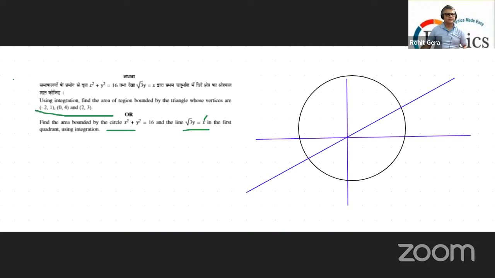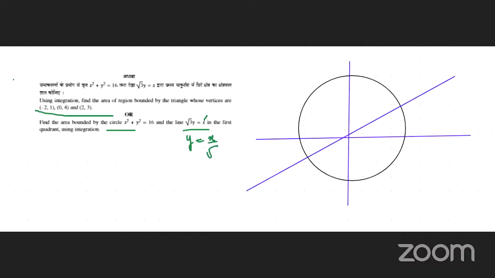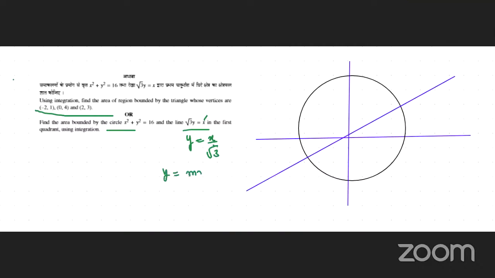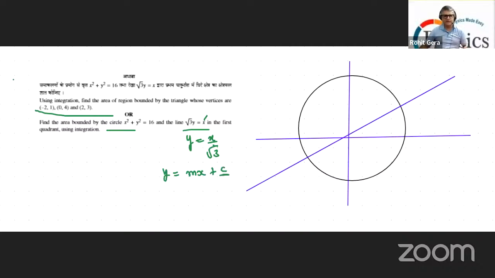Now notice the area which is bounded by this graph and the line. We'll have to rewrite this as y is equal to x upon root 3. So the slope is tan 30 degrees, 1 by root 3. Generally, the rule is y is equal to mx plus c, but c is missing in this because it is not cutting the y-axis. I'll just redraw this so that it passes through the origin and doesn't cut. So this is now passing exactly through origin.